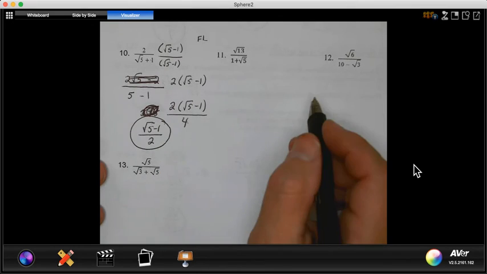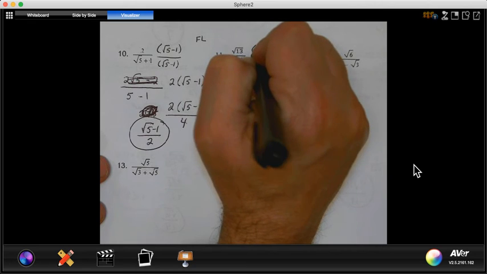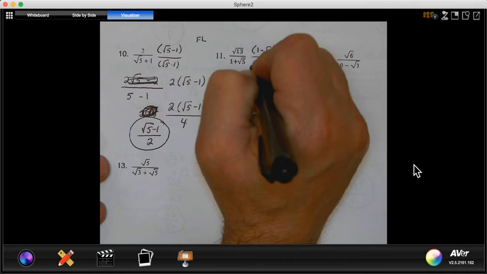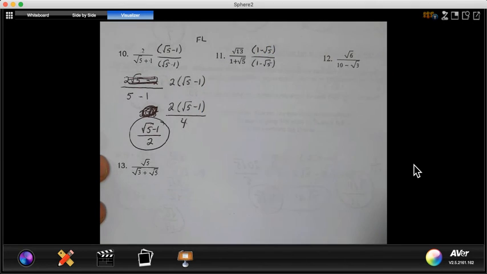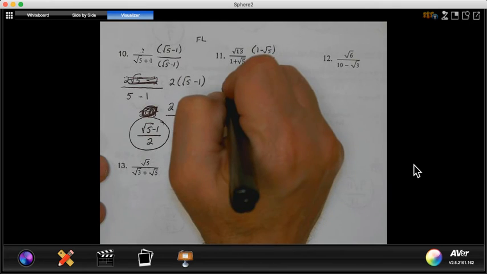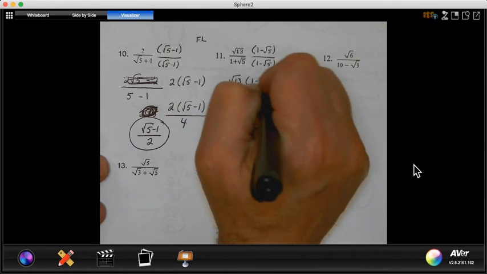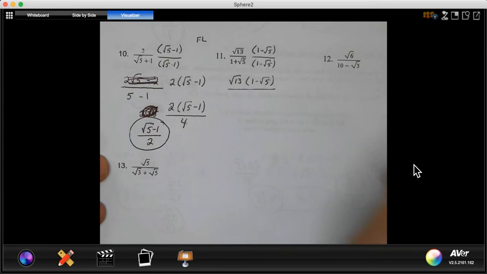Okay? All right, 11. We're going to multiply the top by 1 minus root 5 and the bottom by 1 minus root 5. So I'm going to leave my numerator the same just in case I can simplify 1 minus root 5. But in the denominator, I'm going to FOIL it.